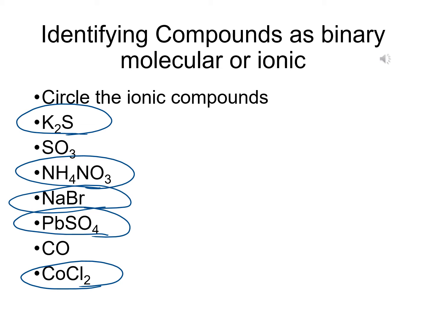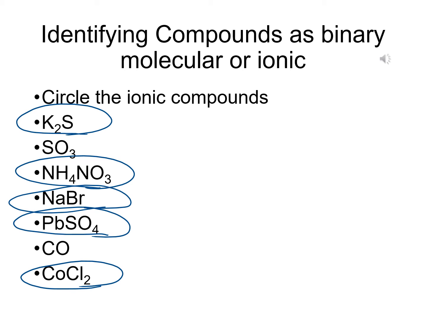Okay, and now if you click, you'll see that I've circled the ionic compounds. So potassium sulfide, that's a metal and a nonmetal, so that's an ionic compound. Our next compound was sulfur trioxide, which is 2 nonmetals, so that meets the qualification for a binary molecular compound. Next we have ammonium nitrate with an ammonium ion and a nitrate ion, so clearly that's going to be an ionic compound. Then we have sodium bromide. Sodium is a metal and bromine is a nonmetal, so this is an ionic compound.